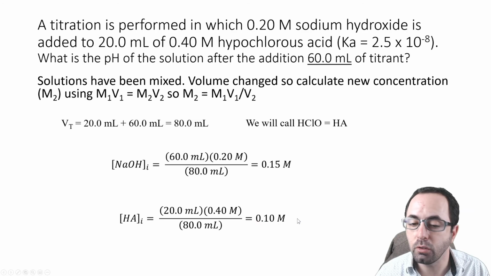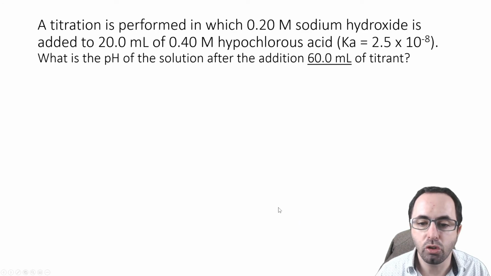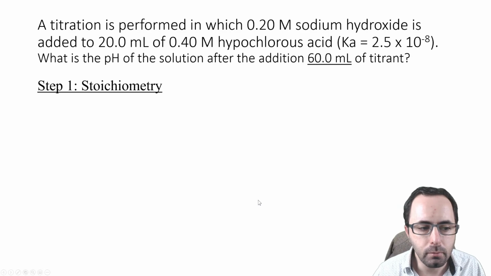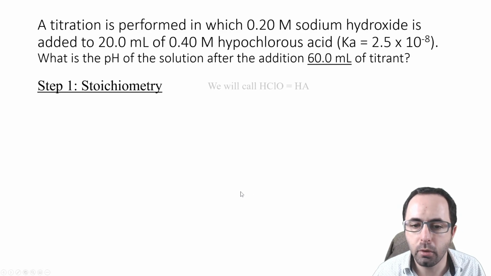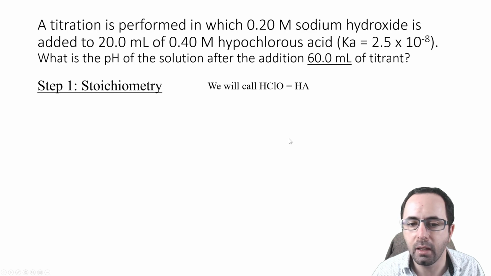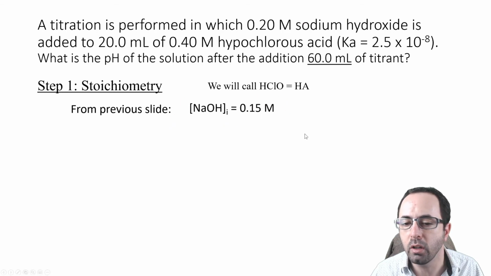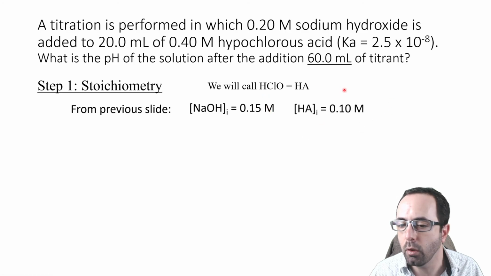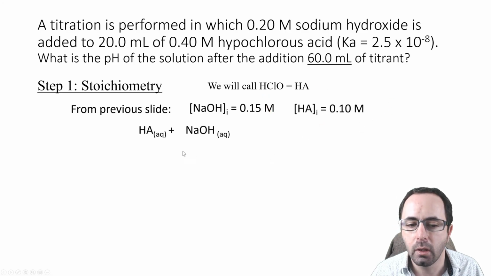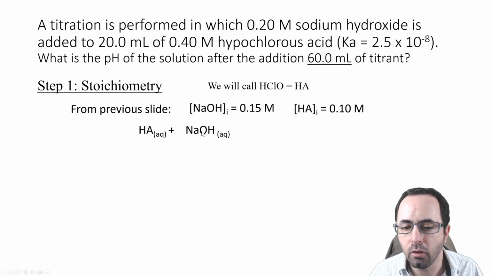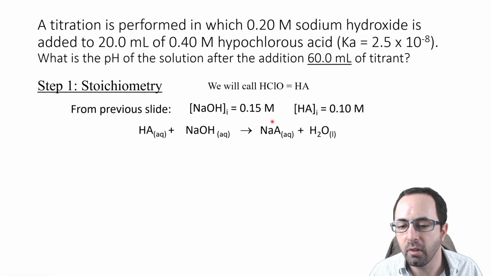So let's do our stoichiometry step, neutralization, to show what's going on here. Step 1, stoichiometry, just like before. We're calling the weak acid HA. The weak acid is being combined with sodium hydroxide. From the previous slide, the sodium hydroxide concentration initially is 0.15 molar. For the weak acid, it's 0.10 molar. Those are what are being mixed. And just like before, the salt is sodium and the anion, NaA, and our other product is water.